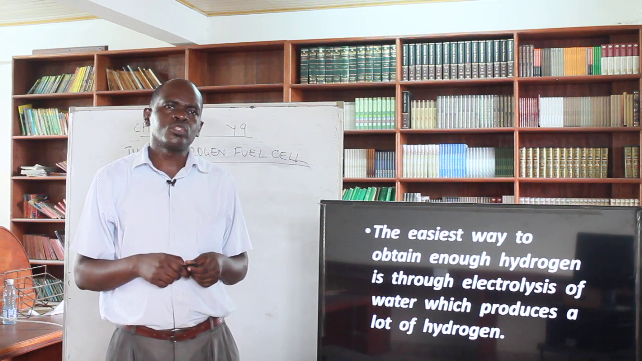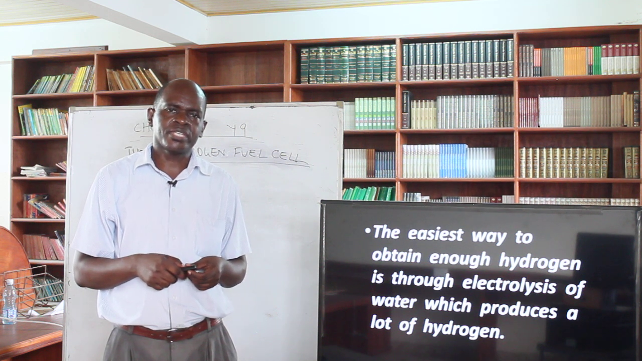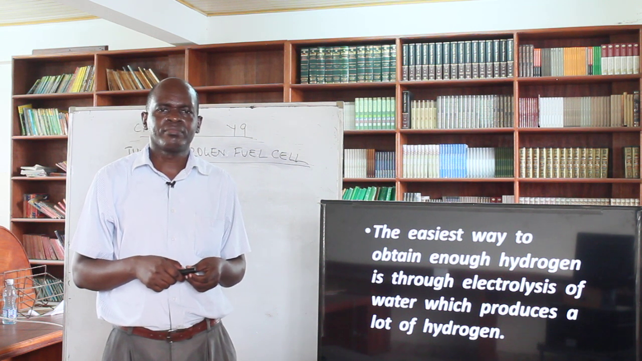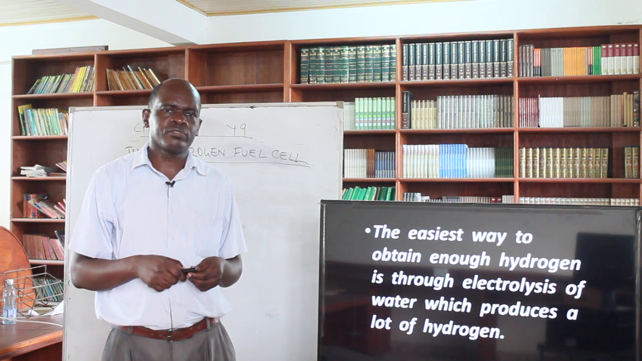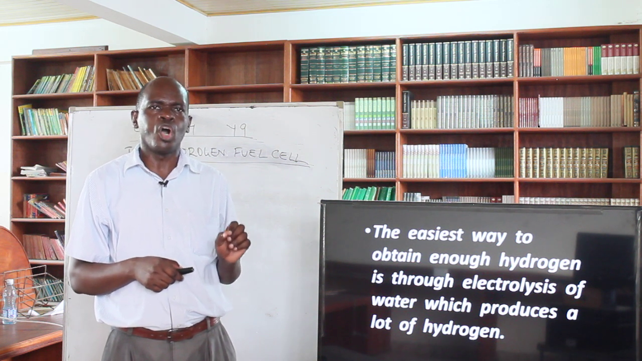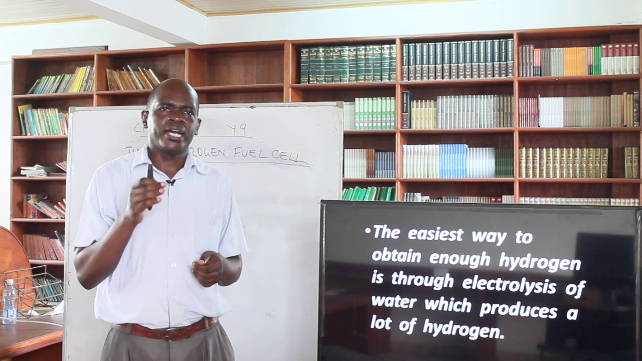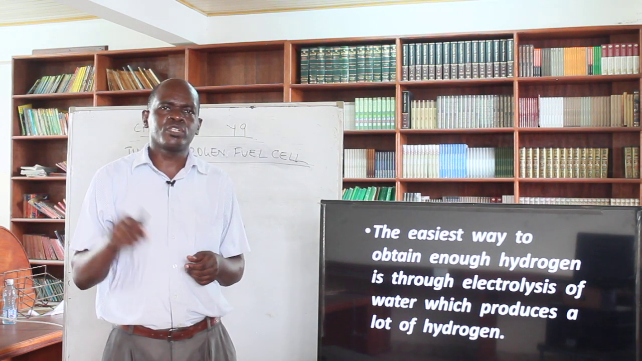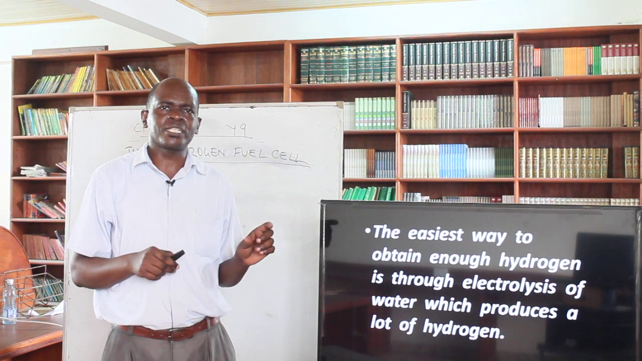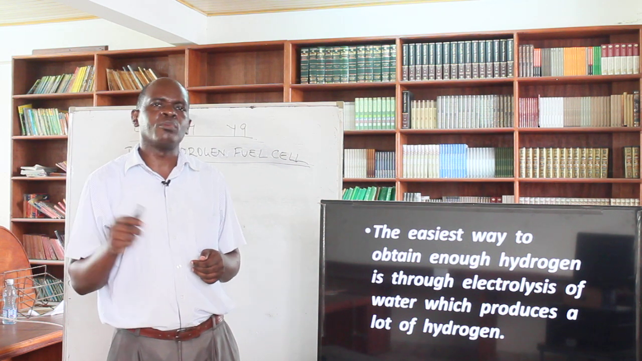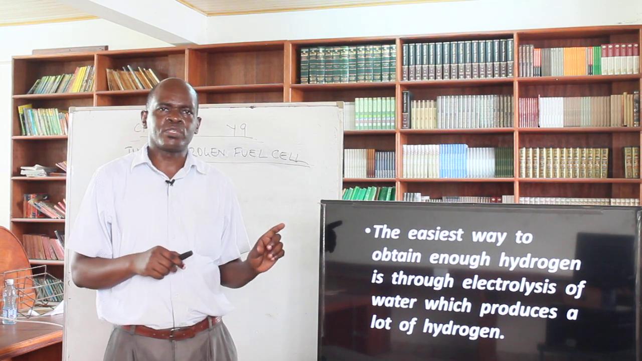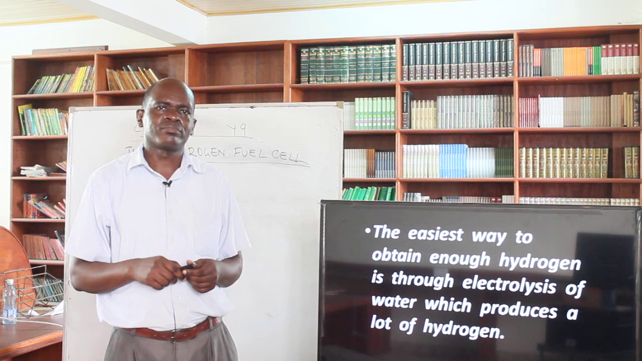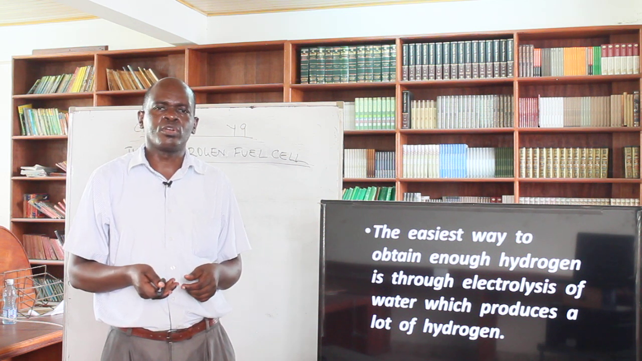Now, the easiest way to obtain this hydrogen is through the electrolysis of water, which actually produces a lot of hydrogen, because in the water we have H2O. H2O undergoes electrolysis, resulting in the formation of oxygen and hydrogen. So practically, you have both the oxygen being obtained and the hydrogen fuel you will require at the same time, which is very economical to use.